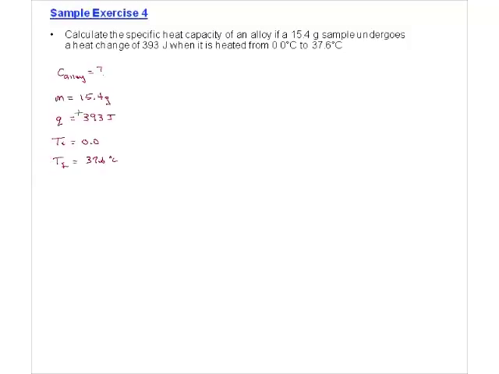So here we go. Q equals mc delta T. What we need to do here now is rearrange to solve for C. So in order to solve for C, I'm going to divide both sides by m delta T. That way, on this side, the masses cross out, the delta T's cross out. So my formula for calculating C is going to be C equals Q over m delta T.